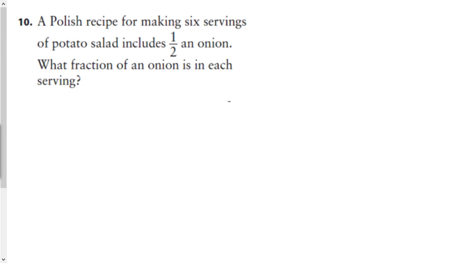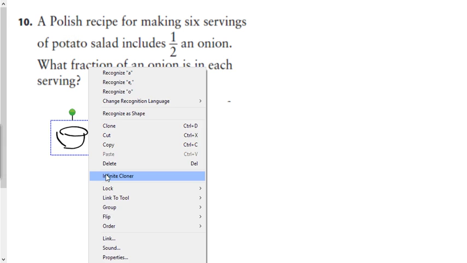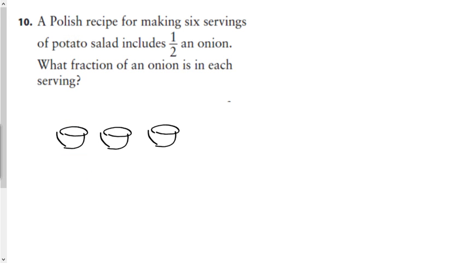Question number 10 says a Polish recipe for making 6 servings of potato salad includes half an onion. And again, one of the greatest strategies you can use for this type of thing is to actually think of it in terms of a picture. So I'm going to actually make 6 servings of potato salad. There's 1 bowl, and through the magical world of infinite cloning, there's 2 bowls, 3 bowls, 4 bowls, 5 bowls, and 6 bowls of Polish potato salad.